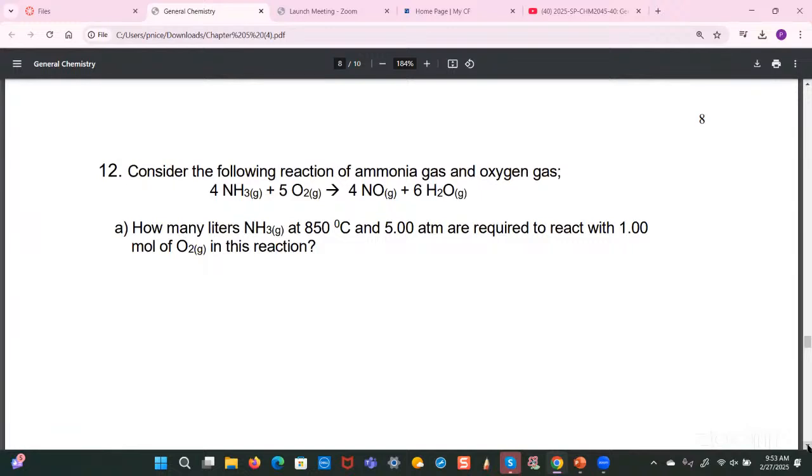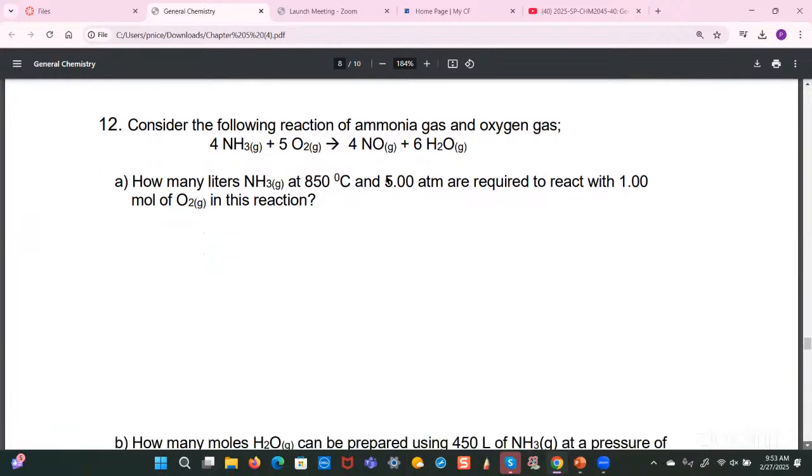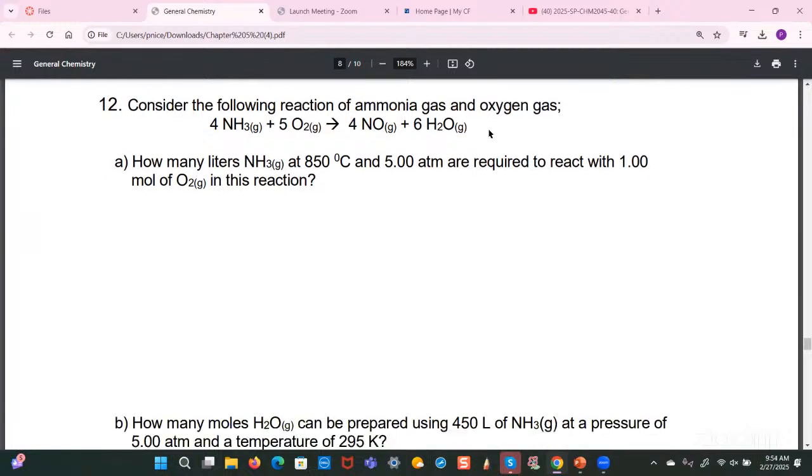Number 12 is of the type that we just looked at in the PowerPoint, right? They gave you the balance equation, and the question is asking how many liters of ammonia at 850 degrees and 5.00 atmospheres are required to react with 1.00 mole of oxygen. All right. So this is very similar to the example that we worked in the PowerPoint, right? So I want to hear what you have to say about this. How would you go about solving this problem?